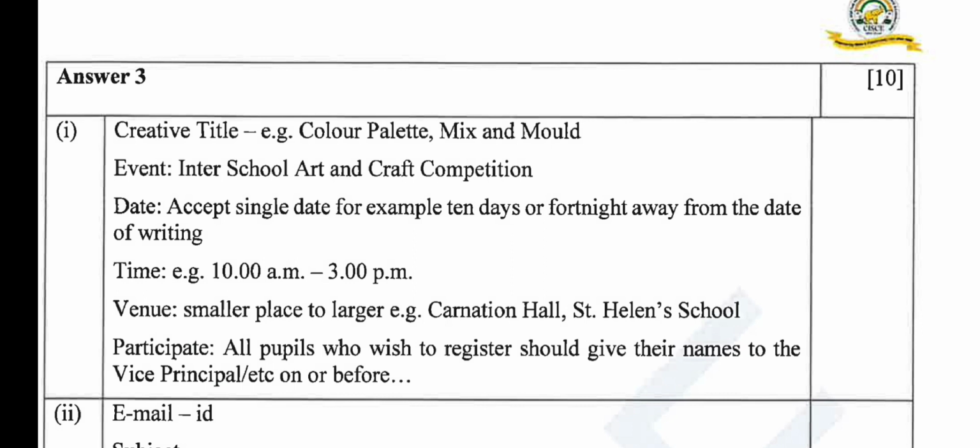And next, the date: except a single date, for example 10 days or a fortnight, 14 days or 10 days. So the date of writing the exam, when you're writing the notice, from that date 10 days ahead or 14 days ahead. Time is 10 a.m. and 3 p.m. Then the smaller place then the larger place, and we have seen everything that is given. Now two things I have asked you to see: if it's the event coordinator, add the name, no harm in that.